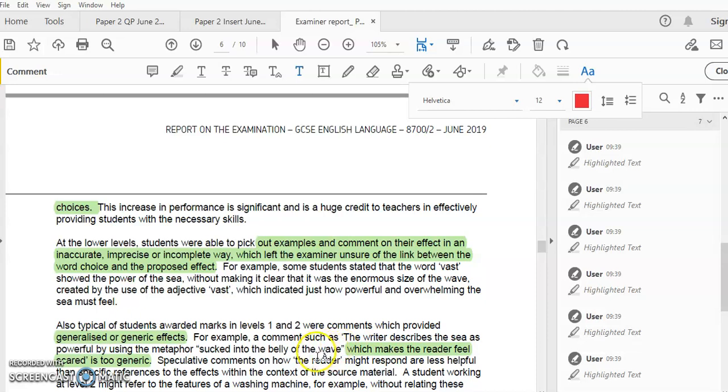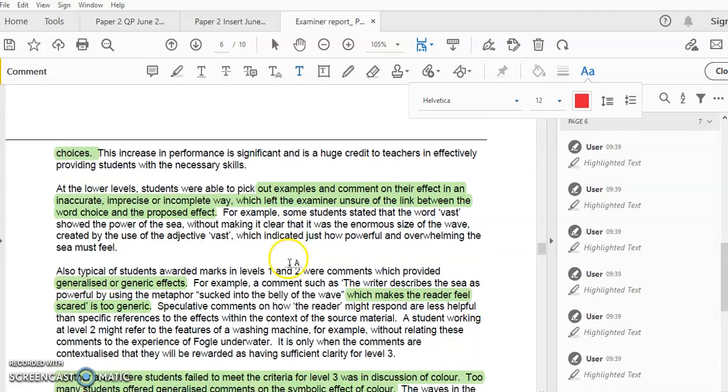Okay, the way I'd improve it is I'd talk about sucked into the belly of the wave, almost putting across the sea as some sort of giant monster out to get them and eat them. Now that's much more specific to the context of what's going on than making them feel scared. I mean, lots of things make the reader feel scared. Someone might be scared of spiders, that might make them feel scared. Be a bit more specific. Right.